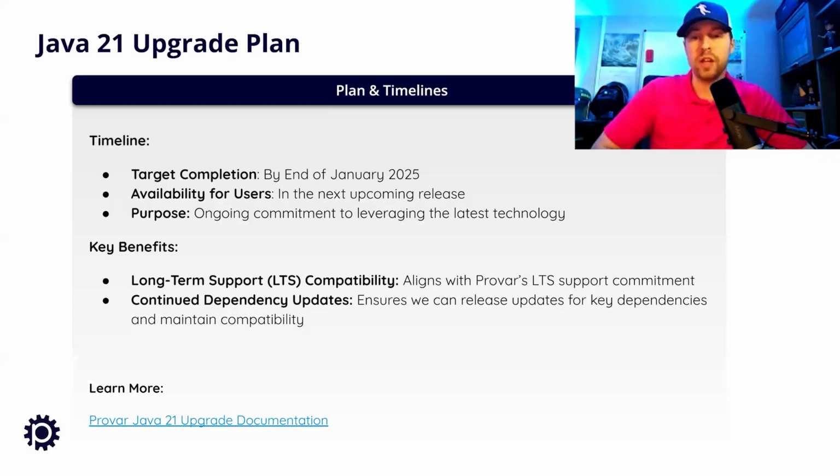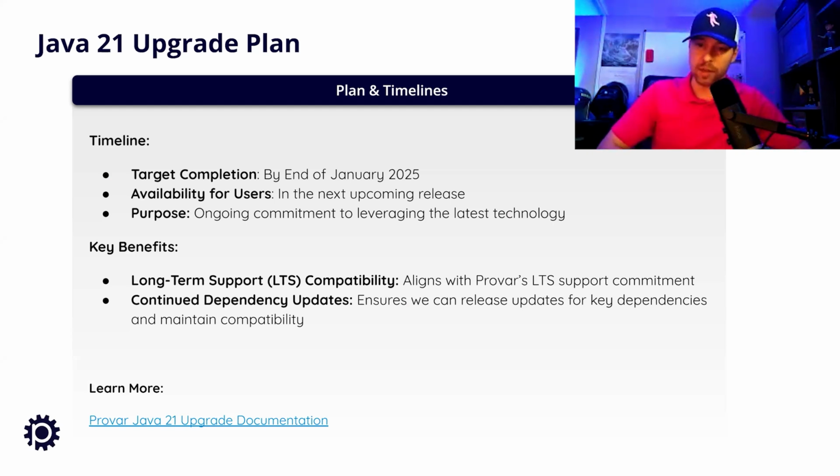You will have already seen an update on our success portal, as well as some comms that have gone out on the forums and via email around this, but Java 21, we do have an upgrade plan in place. So just things to be aware of. The target completion date for this is end of January. What that looks like for you all is that this will be available in the next upcoming release.